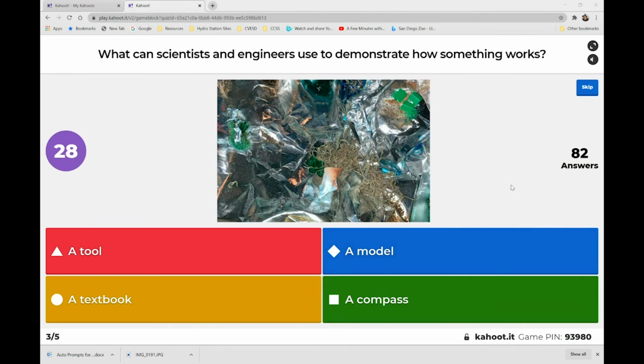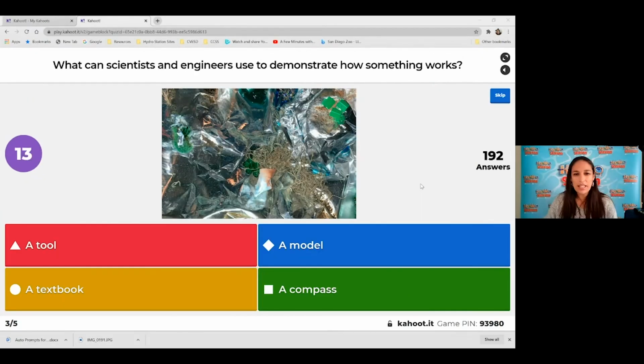Again, what can scientists and engineers, just like you were today, use to demonstrate how something works? So we built something of a watershed. Is it red triangle, a tool, yellow circle, a textbook, blue diamond, a model, or green square, a compass?